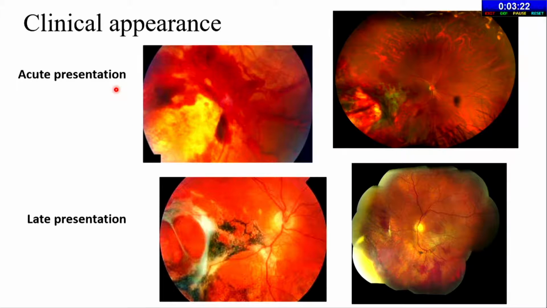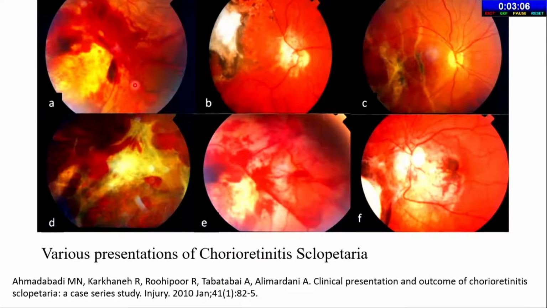Now let us discuss the clinical appearance of chorioretinitis sclopetaria. In acute presentation, there will be hemorrhages at various levels, as you can see in this picture. There will be bare sclera, and in late presentations, there will be fibroglial proliferation with scar formation. Again, this slide shows the various presentations of chorioretinitis sclopetaria. These three are acute presentations showing hemorrhages at various levels, and these images are late presentations showing fibroglial scar formation.